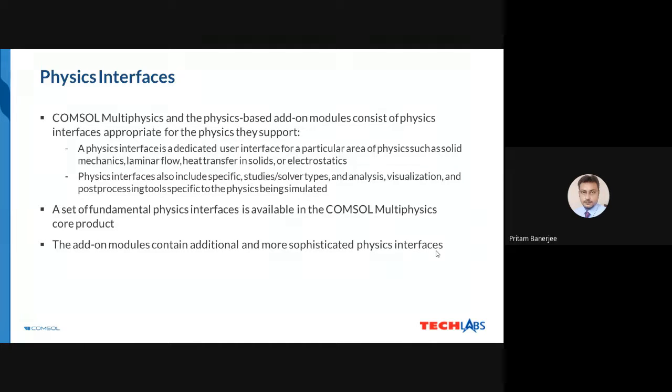Then comes the physics interface. What type of physics or what type of study you want to create in your design. It could be a single physics included in your design, or multiple physics incorporated in a single design. That is also possible. The physics interface is decided only by the user, so he is able to select what type of physics he is trying to add, such as solid mechanics, laminar flow, heat transfer, electronics, electromechanical.